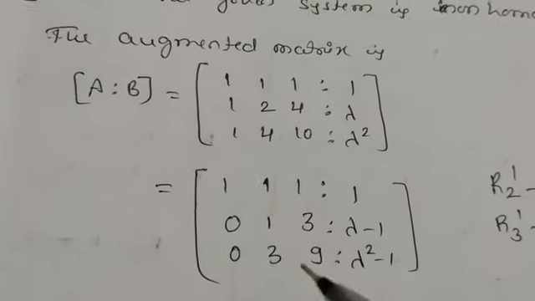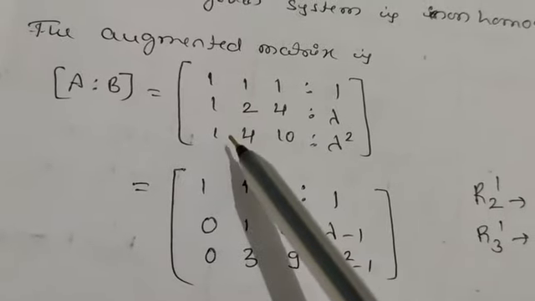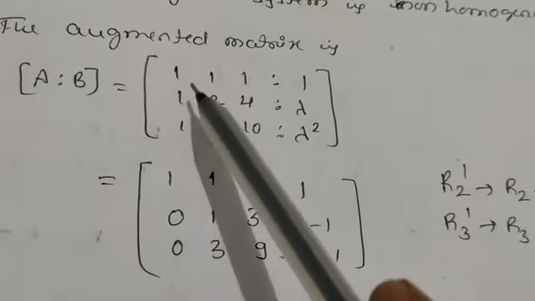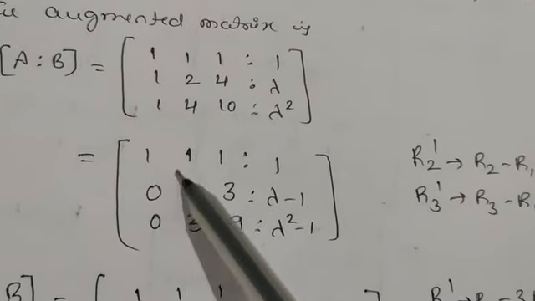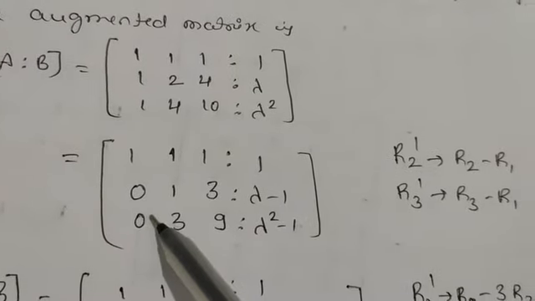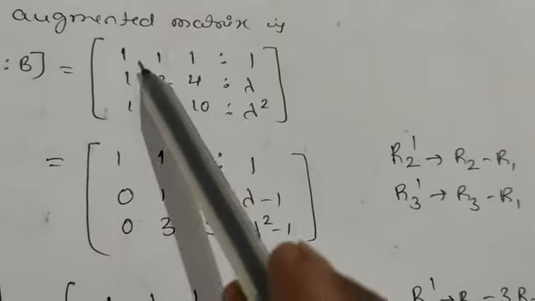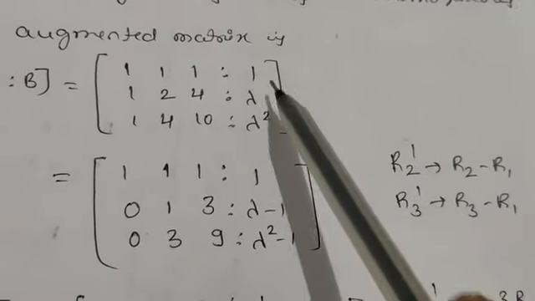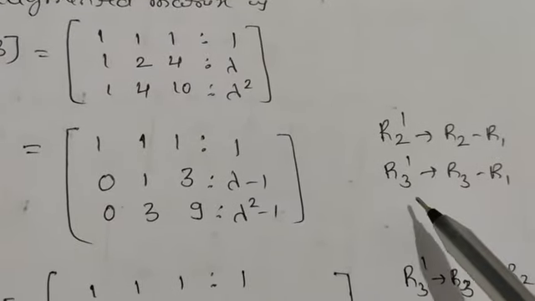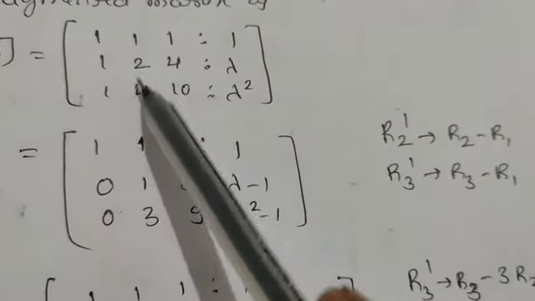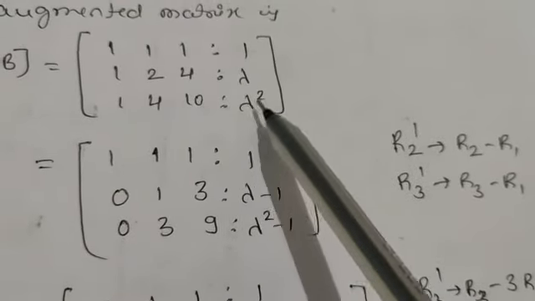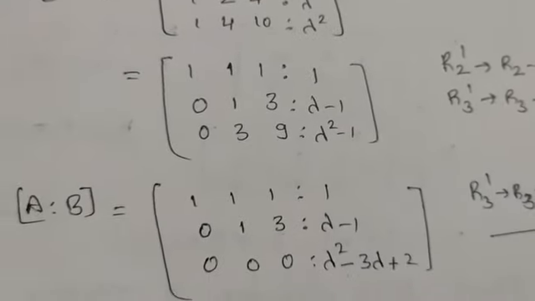Again it is also the same. You make these two elements 0. So we have to change R2. R2 changes to R2 minus R1 and R3 changes to R3 minus R1. So first row as it is. Second row we are changing, second row minus first row: 1 minus 1 is 0, 2 minus 1 is 1, 4 minus 1 is 3, lambda minus 1. And R3 changes to R3 minus R1. So 1 minus 1 is 0, 4 minus 1 is 3, 10 minus 1 is 9, it is lambda square minus 1.